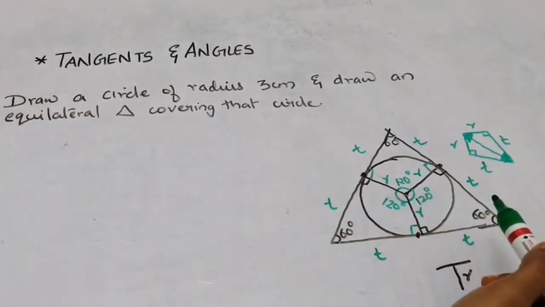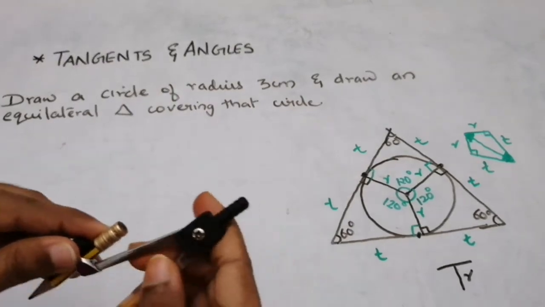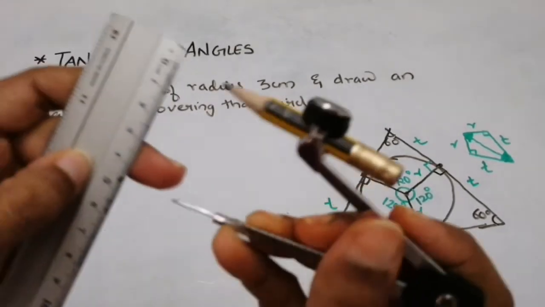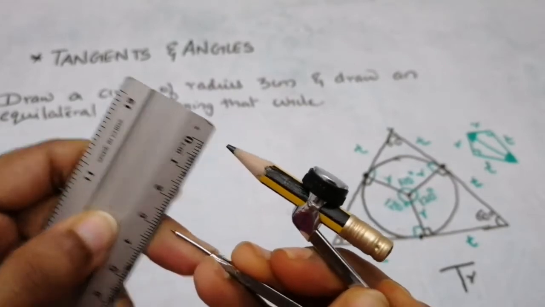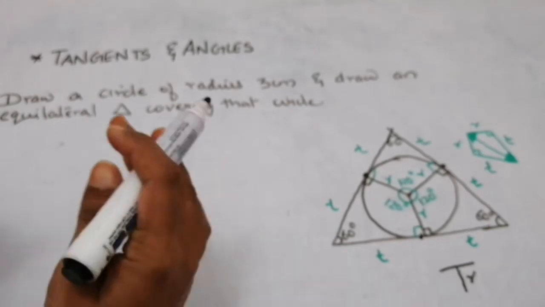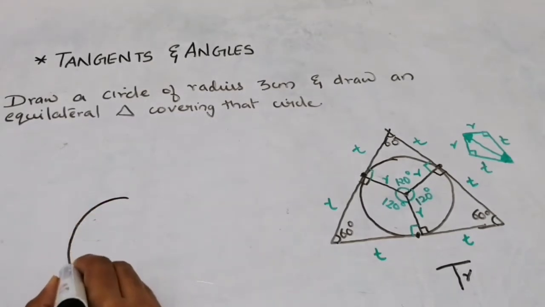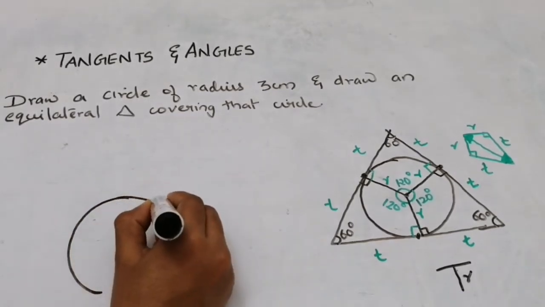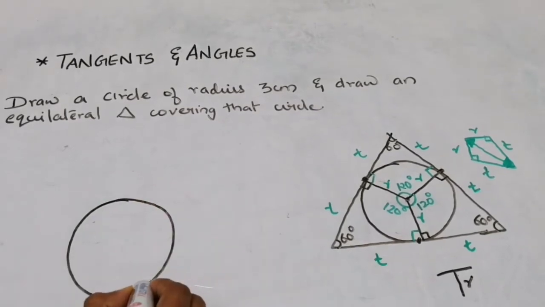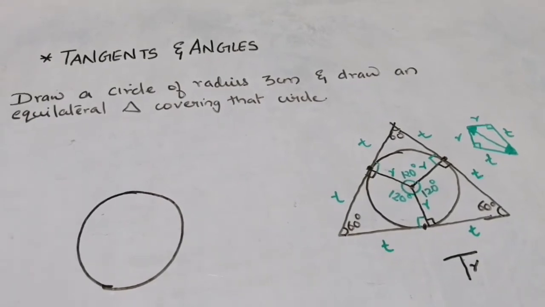So let us see how we can draw this figure. For that, I'm going to first draw a circle of radius 3 centimeters. So you have to take a circle with the radius 3 centimeters here. Take 3 centimeters on the scale and draw a circle. So I'm drawing a larger circle, okay, for your understanding. Okay, here is your circle.